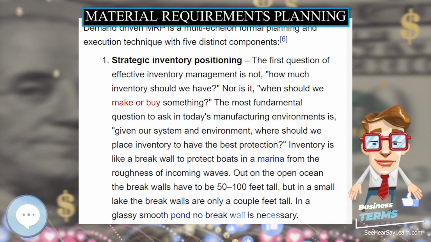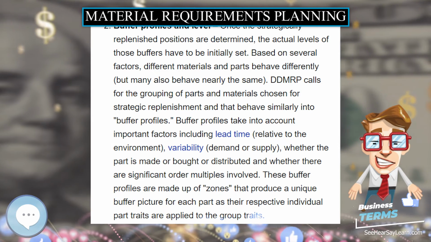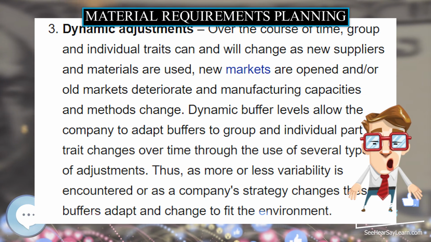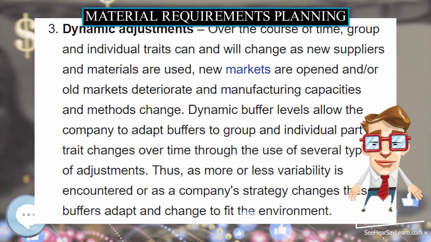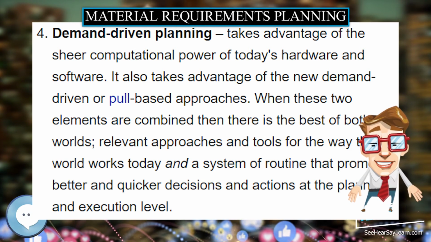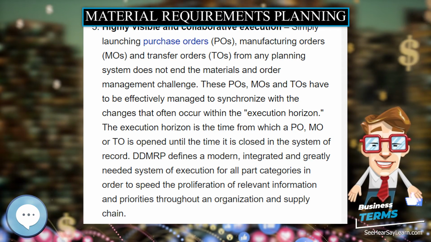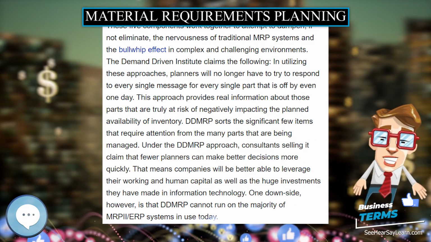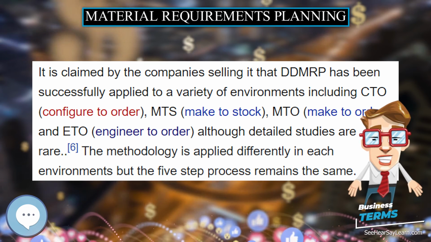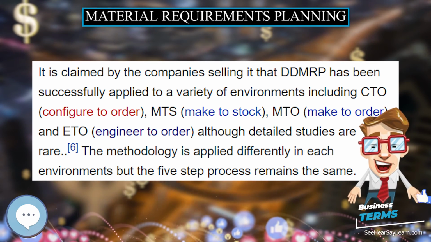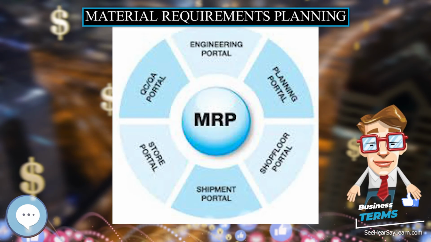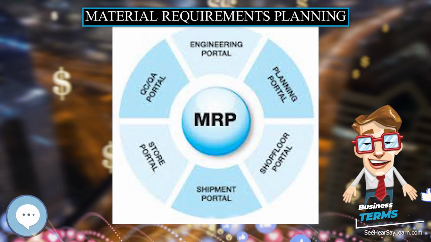DDMRP has been successfully applied to a variety of environments including CTO, Configure to Order, MTS, Make to Stock, MTO, Make to Order, and ETO, Engineer to Order. The methodology is applied differently in each environment, but the 5-step process remains the same. DDMRP leverages knowledge from theory of constraints, TOC, traditional MRP and DRP, Six Sigma and Lean. It is effectively an amalgam of MRP for planning, and Kanban techniques for execution, across multi-echelon supply chains, which, it is claimed, allows the one to complement the weaknesses of the other.